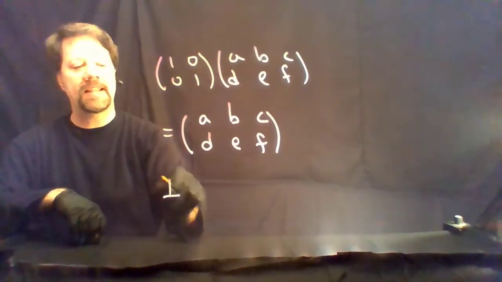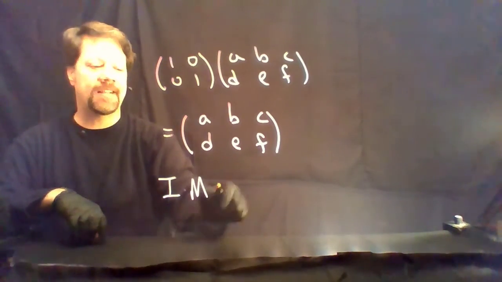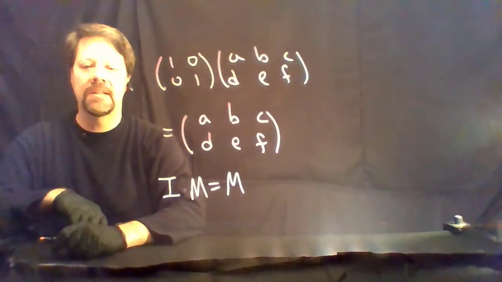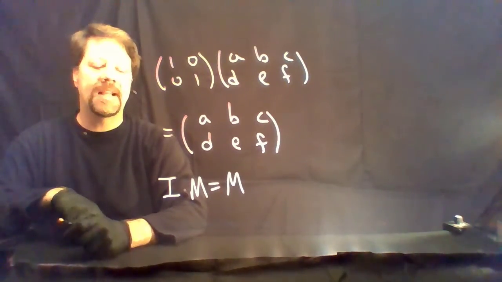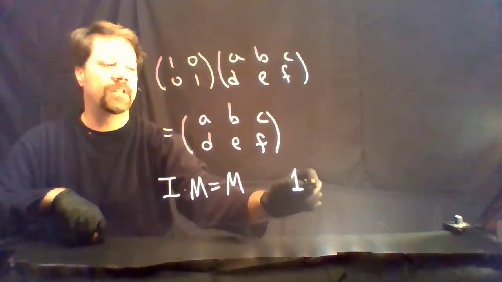So if I take the identity matrix and multiply it by some other matrix where the product is defined, it just leaves the other matrix. In other words, the identity matrix behaves like the multiplicative identity for real numbers.